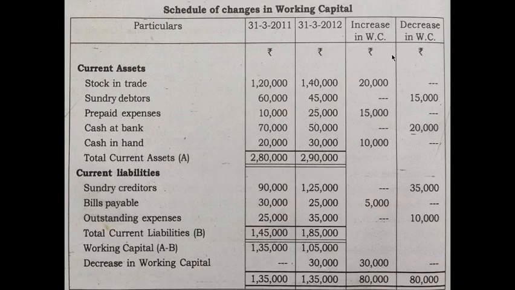If your computations and your schedule are correct, this 30,000 and the difference here will also be the same and on the proper side. If there is a decrease in working capital, the amount will be in the current year column, and here the difference amount will be in the increase in working capital column. These are the basic tricks for easy analyzing and convenience. Just go through all these cases and understand this concept.